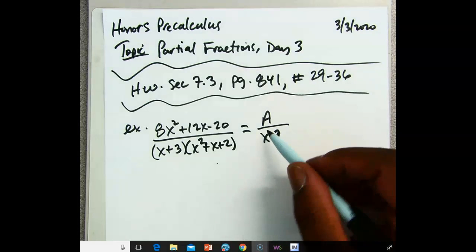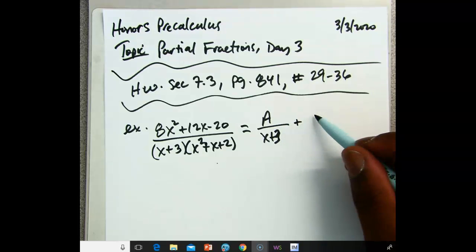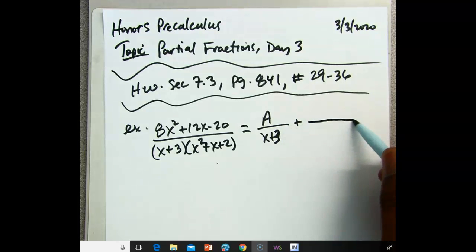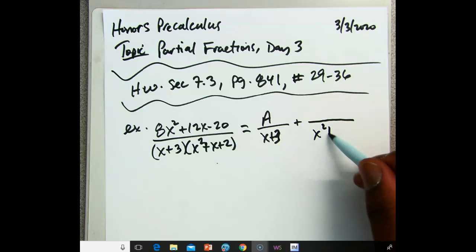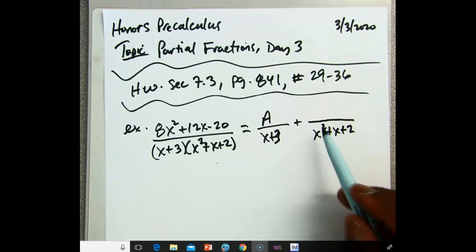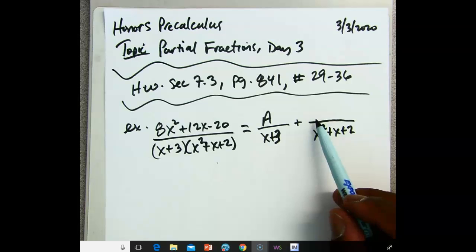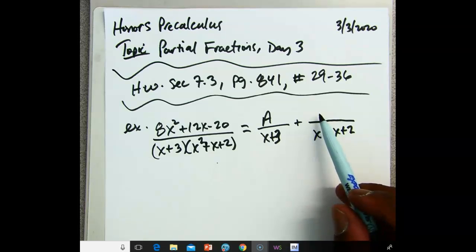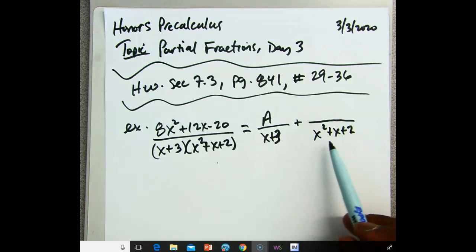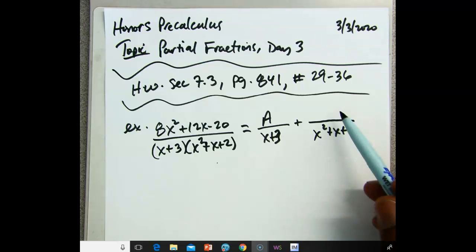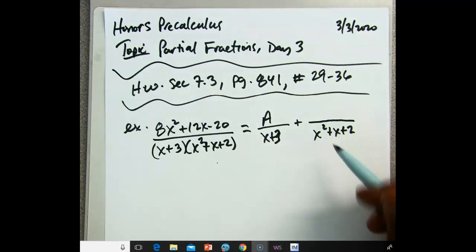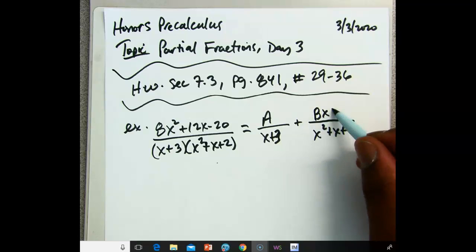So here, we're going to write this over x squared plus x plus 2. But it's actually not going to be B. Because this is a quadratic, our numerator has to be linear. So it's going to be Bx plus C.